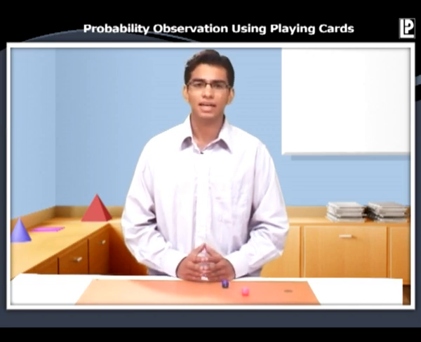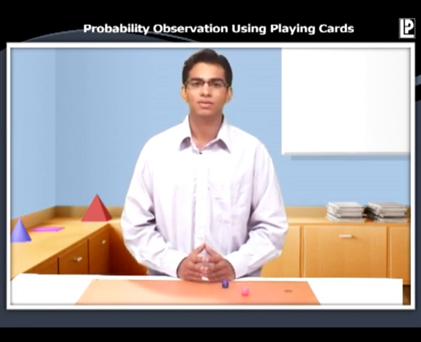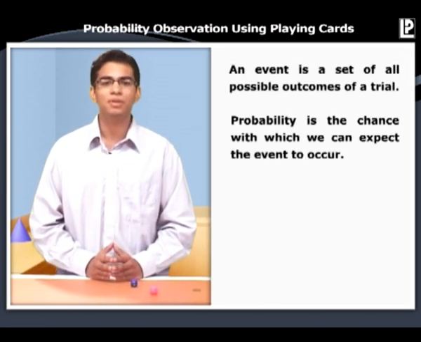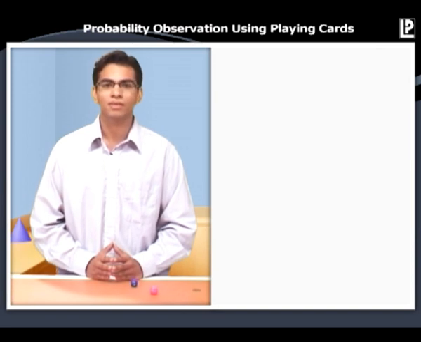At times, an outcome will have more than one element. I may toss a die and the outcome may be an odd number. In this case, the set of possible outcomes are 1, 3, and 5. Such a set is called an event. Probability is the chance with which we can expect the event to occur.